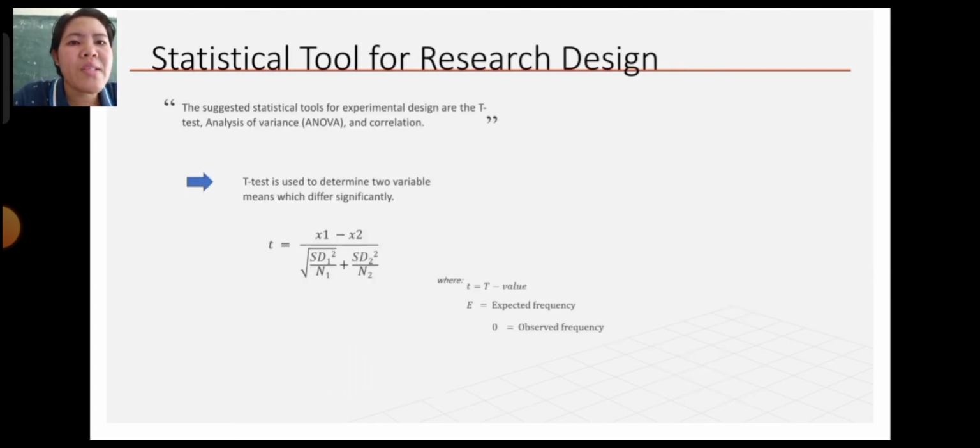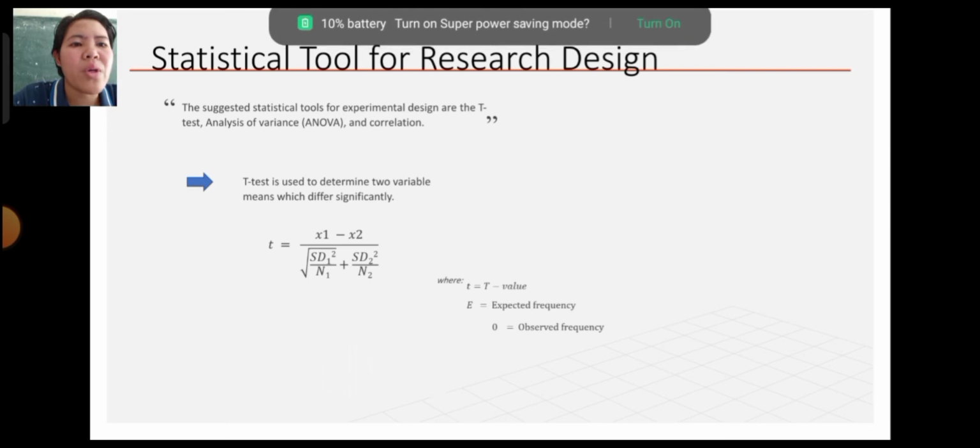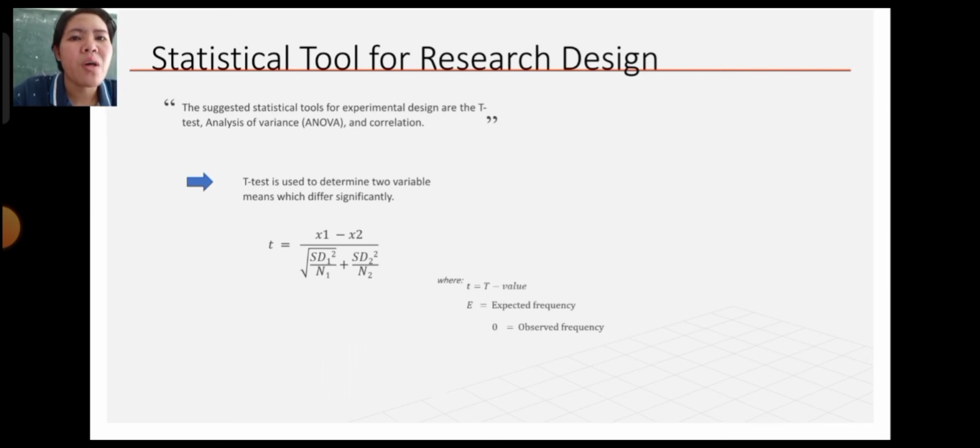Okay, the suggested statistical tools for experimental design are the t-test, analysis of variance or ANOVA, and correlation. A t-test is used to determine whether two variable means differ significantly. Here we have a formula for the t-test, where t is the value, e is the expected frequency, and o is the observed frequency.